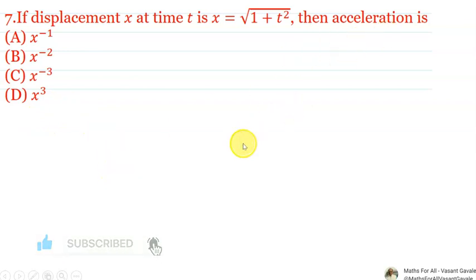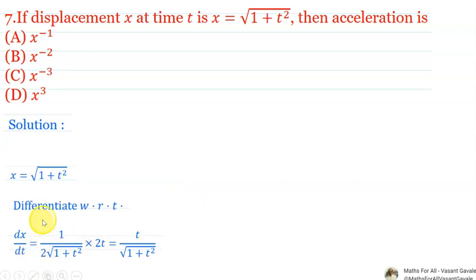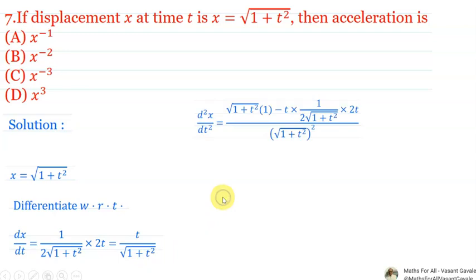काय फाइंड आउट करायचं तर आपल्याला ॲक्सिलरेशन दोन वेळा त्याचं डिफरन्शिएट करावं लागणार आहे. x is equals to square root of 1 plus t square, differentiate this with respect to t, dx upon dt is equals to 1 upon 2 times square root of 1 plus t square into derivative of 1 plus t square is 2t. 2 get cancelled, then you will have t upon square root of 1 plus t square.